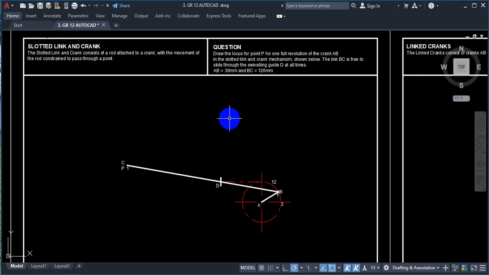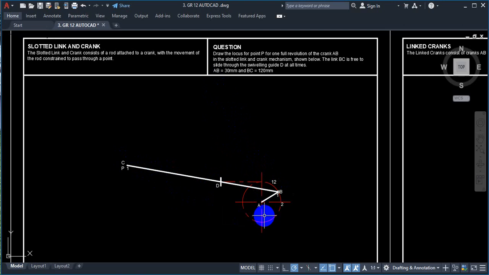The question is: draw the locus of point P for one full revolution of the crank AB in the slotted link and crank mechanism shown below. The link BC is free to slide through the swiveling guide D at all times. All times it will go through here. We are given AB as 30 and BC as 120.